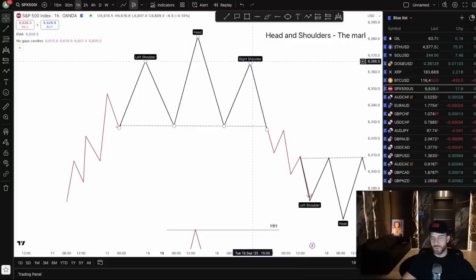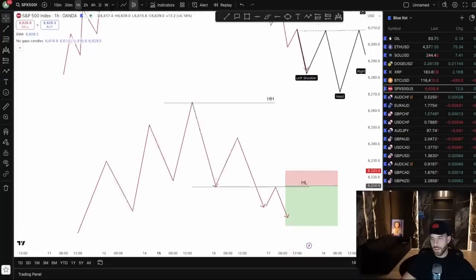Selling at the right shoulder is extremely high risk. I don't recommend it unless you're an experienced trader. Selling at the break and retest of the head and shoulders is where it is the proper reversal trade confirmation because you have the confirmed shift of structure. The market has officially shifted bearish, right?